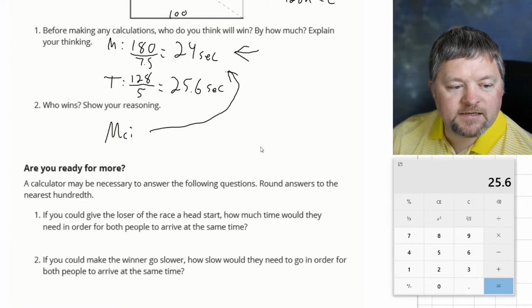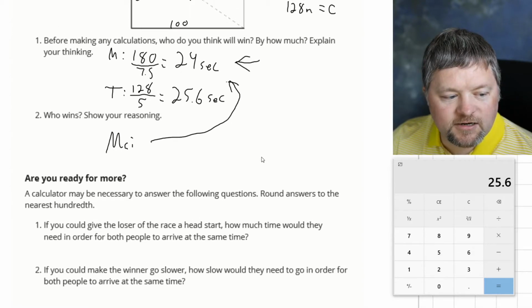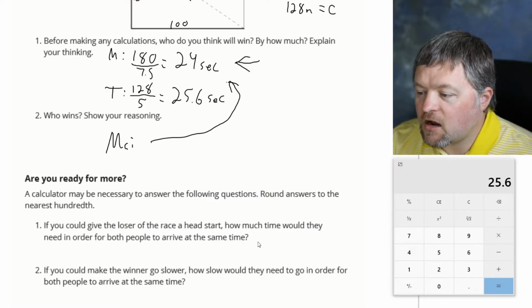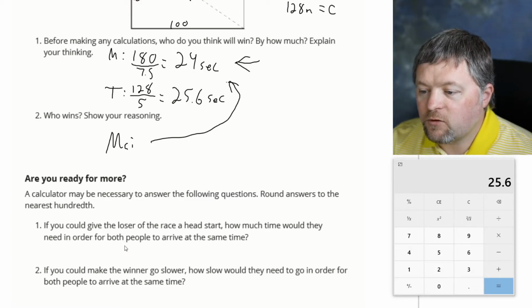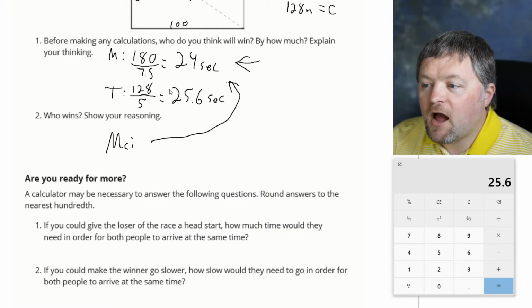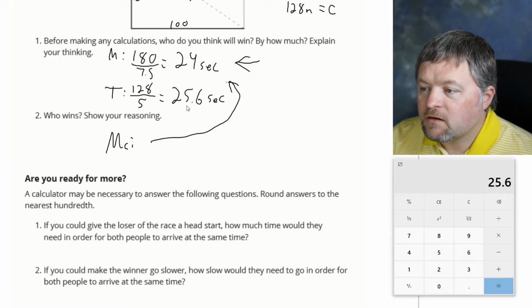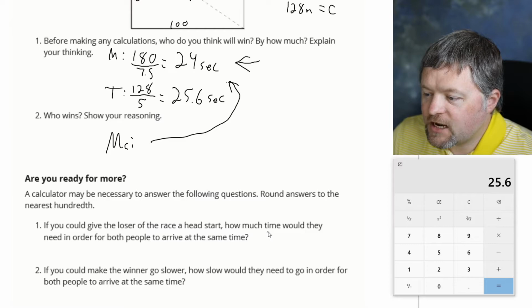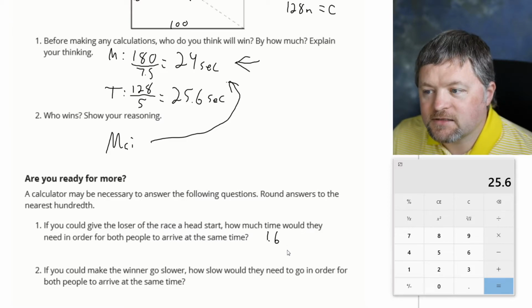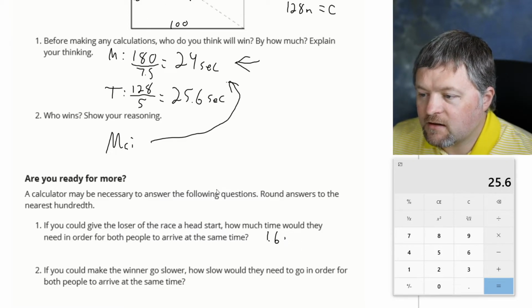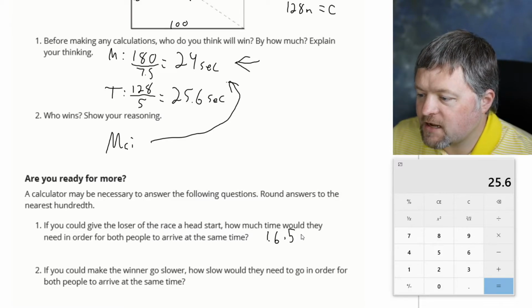A calculator may be necessary to answer the following questions. Round the answers to the nearest hundredth. If you could give the loser of the race a head start, how much time would they need in order for both people to arrive at the same time? Well, because Tyler was the loser, we need him to shave off 1.6 seconds. So if he's going to shave off 1.6 seconds, how far would he travel in 1.6 seconds? Well, he's going 5 meters per second.